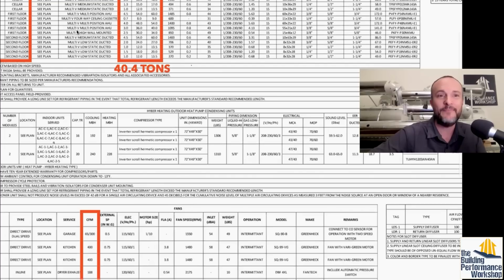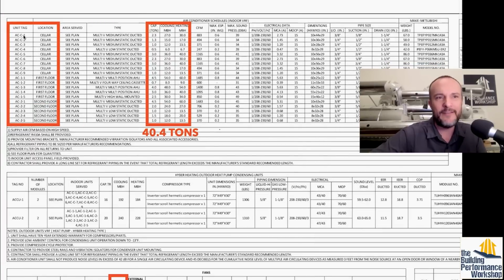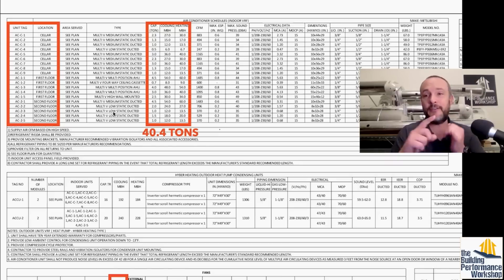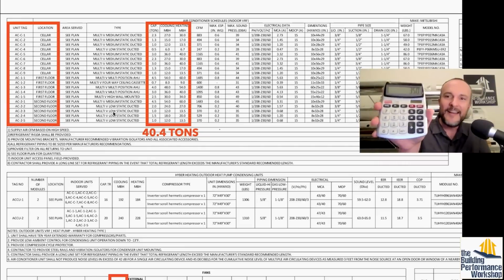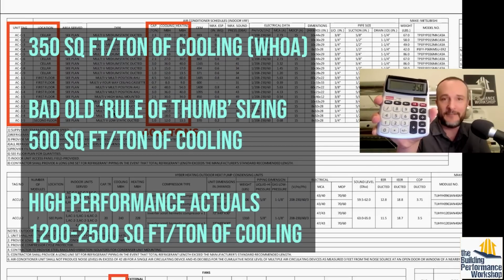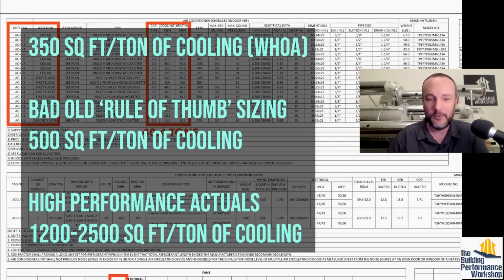First, I'd like to draw your attention up here to the fact that we've got 1, 2, 3, 4, 5, 6, and so on. Basically in the teens number of systems. Each of those is going to need to be maintained. Each of those is going to have a filter in it that needs to be maintained and replaced at certain points. We have 40 tons of cooling for this 14,000 square foot home. And what we can do is just take the square footage, divide by the number of tons that we've got, and that comes out to 350 square feet per ton of cooling.